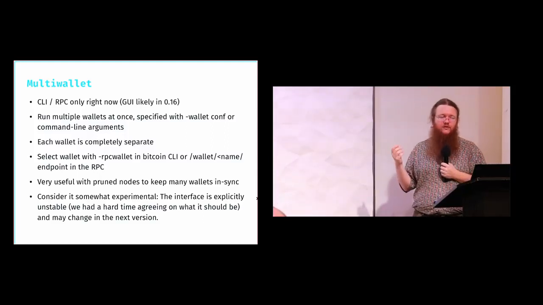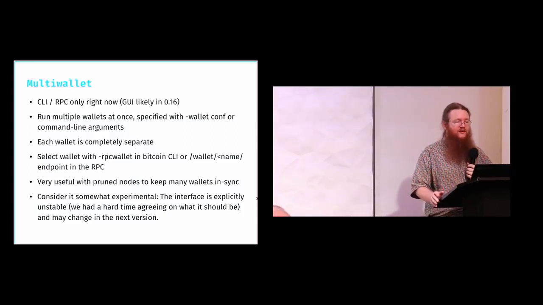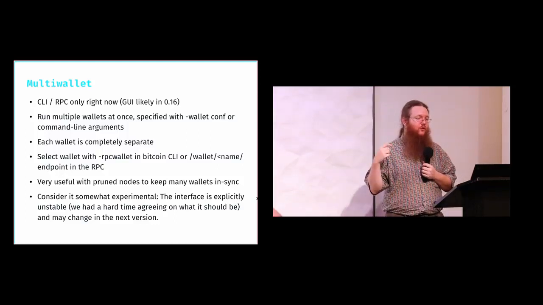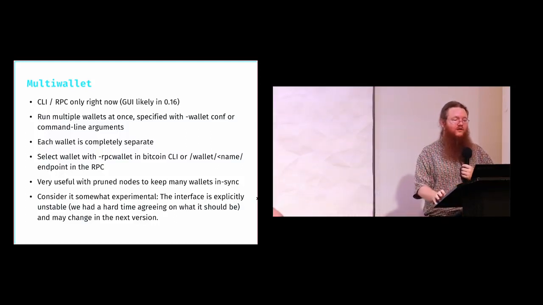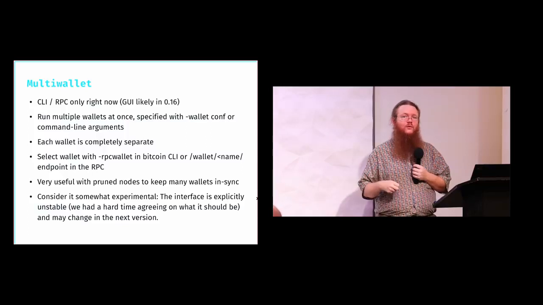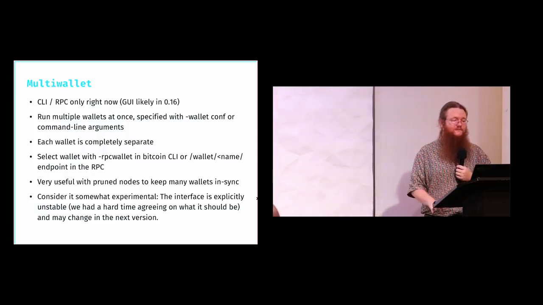You just configure with a wallet conf argument which wallets you want. Each wallet's completely separate. You can tell the CLI which wallet you want to talk to, or if you're using the RPC, you just change the URL to have wallet/the name of the wallet in it. This is very useful if you have a prune node and you want to keep many wallets in sync and not have to rescan them, because you can't rescan them on a prune node.